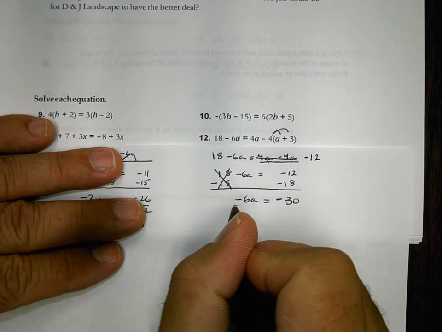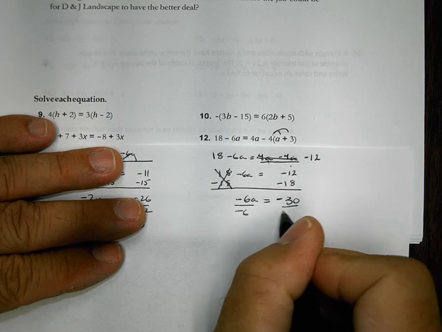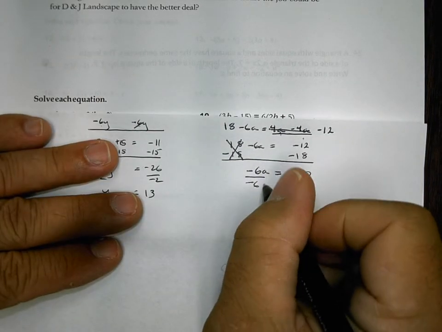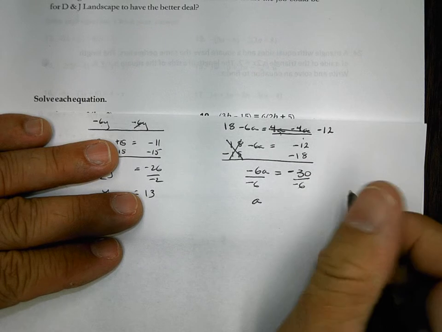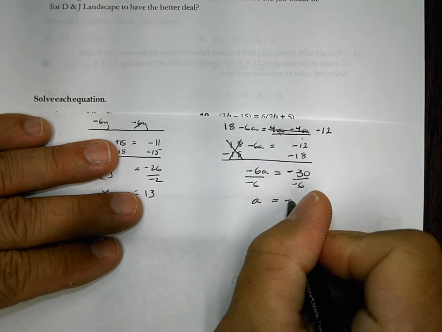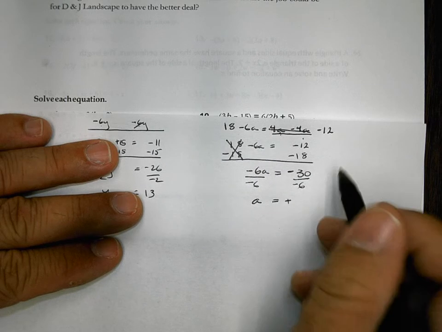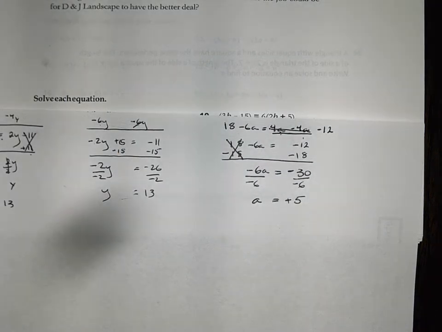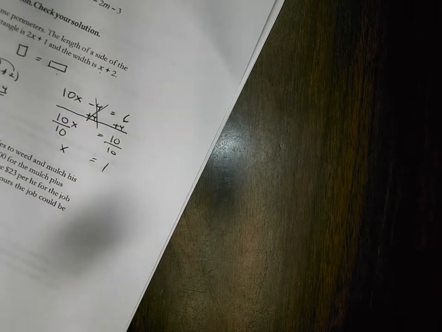Divide both sides by negative 6. That's a. Answer by division. Negative 6 divided by negative 6 is just 1a, or just a. Negative divided by negative is a positive. 30 divided by 6 is 5. Questions on that? Okay.